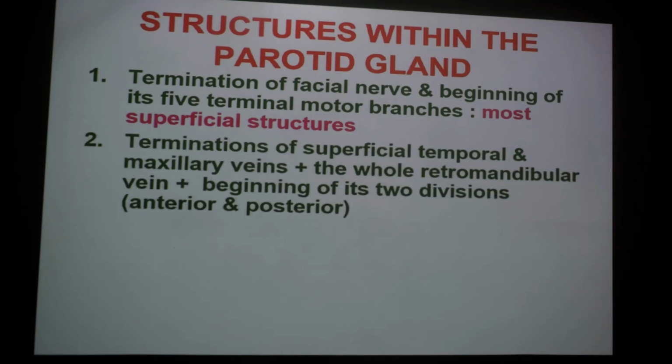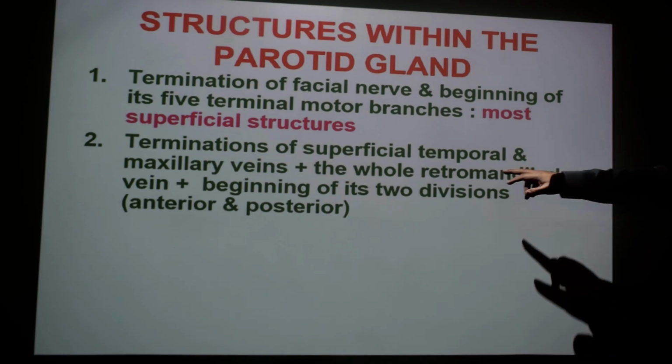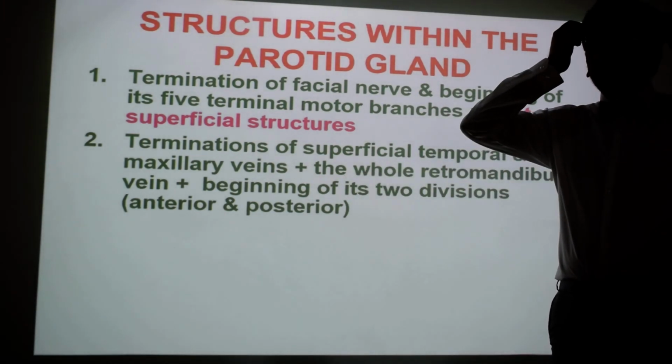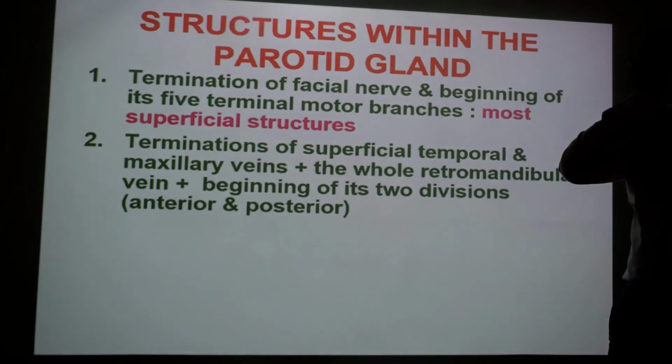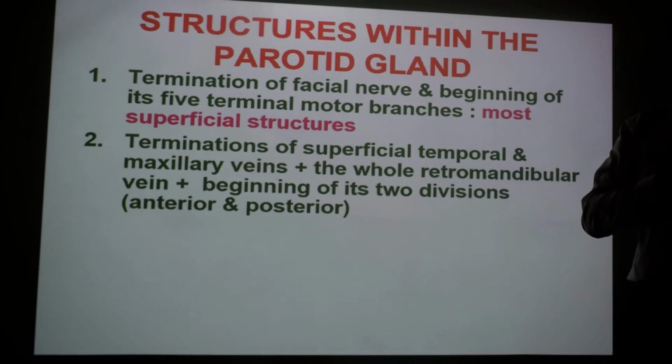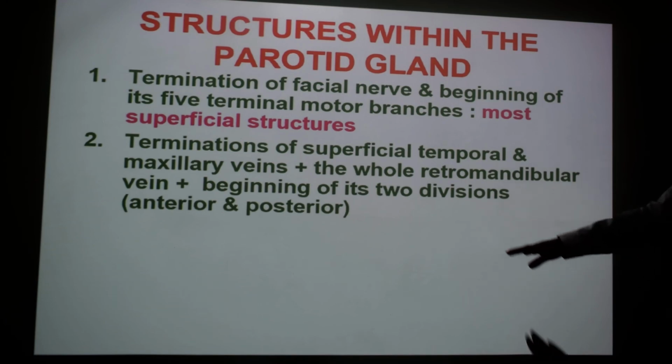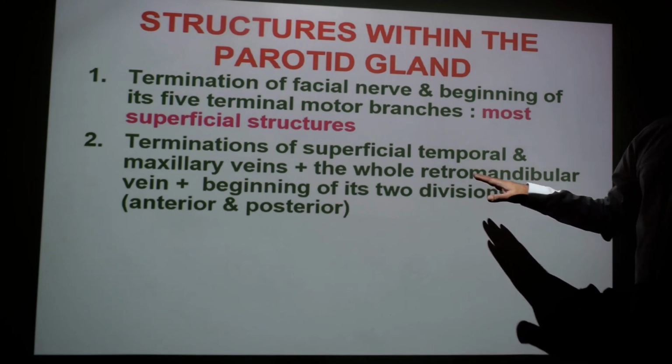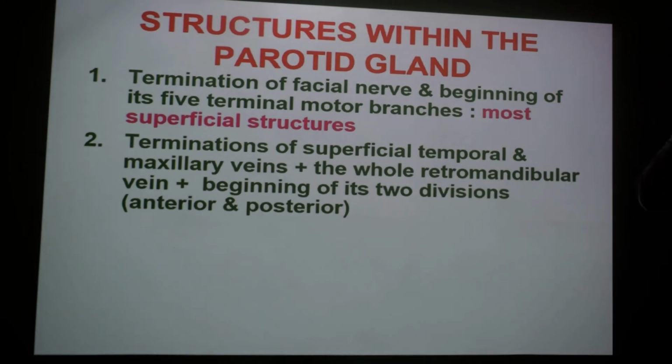The other important structure is the termination of the superficial temporal and the maxillary vein. Superficial temporal is coming with the superficial temporal artery, and the maxillary vein is coming with the maxillary artery. Both of them are going to unite to give rise to the retromandibular vein. And this retromandibular vein, when it exits from the parotid gland, is going to divide into an anterior division and a posterior division. The anterior division will join the facial vein, the posterior division will join the posterior auricular vein.